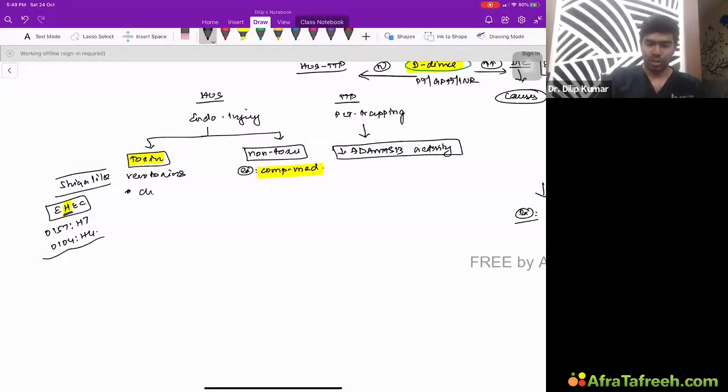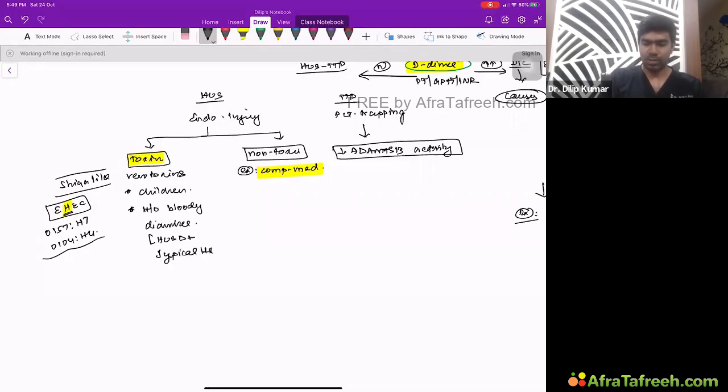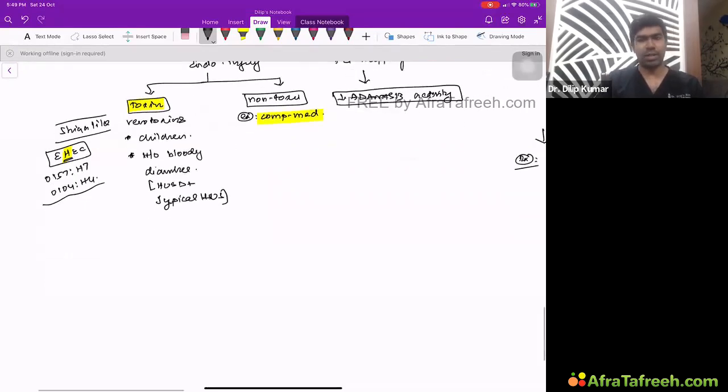Usually, children will be affected more. They'll have a history of bloody diarrhea, most of the time due to enterohemorrhagic E. coli, and that is why this type of HUS is also called D-plus HUS or typical HUS. But even though there are a lot of other names, it's better to always call it toxin-mediated HUS rather than D-plus HUS or typical HUS. These are very unreliable names. Go for toxin-mediated HUS. That's the right name.